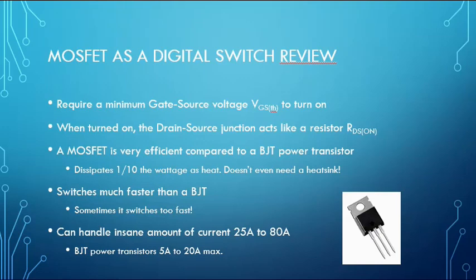It switches much faster than a BJT. Sometimes it switches too fast. I've actually had circuits where I had to slow down the turn-on time of a MOSFET so the rest of the circuit could catch up to it. It can handle an insane amount of current, 25 amps to 80 amps. So ID max can handle 25 amps to 80 amps. How does that compare with a BJT power transistor? They can only handle about 5 amps to 20 amps maximum.